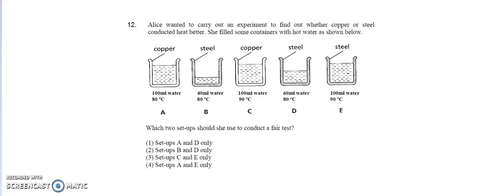Now let's take a look at the options. Setup A and D. Okay, if you take a look at setup A and D, you have one copper, one steel, which is what you want. But at the same time, if you look at the volume of water, it is not the same. 100 ml and 60 ml of water, which does not make a fair test. The temperature is the same. So let's make a note here.